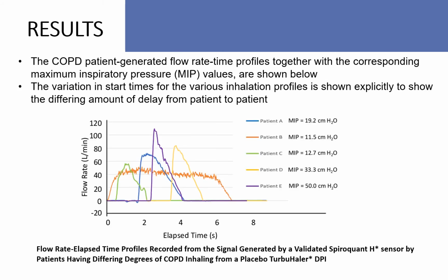However, the flow sensor recorder was therefore deemed suitable in obtaining these patient-generated inhalation profiles. The COPD patient-generated flow rate profiles together with the corresponding maximal inspiratory pressure values are shown below. Variation in the start time of the various inhalation profiles is shown explicitly to show the differing amount of delay from patient to patient.